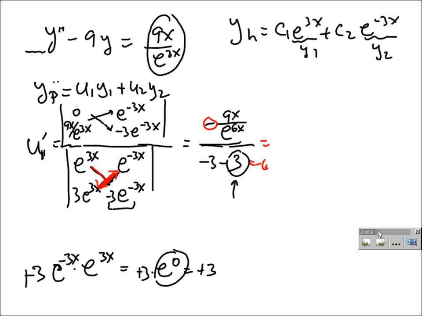Negative over the negative will be positive. 9 over 6, divide the top by 3 and the bottom by 3. So you get 3 over 2. That x stays on top. The e to the 6x comes in the bottom. So that is what u prime is.